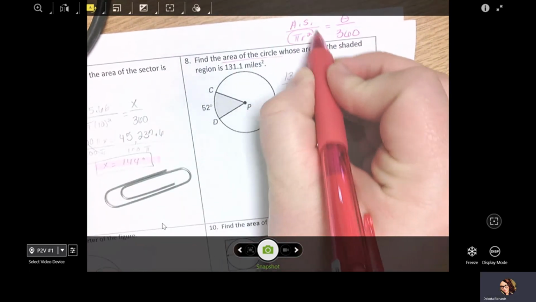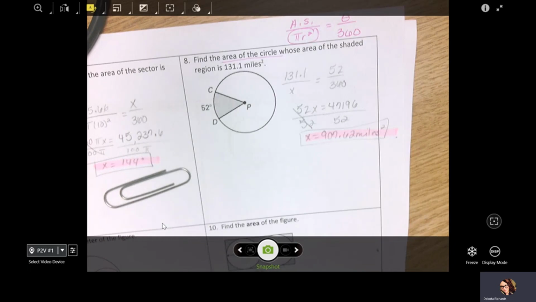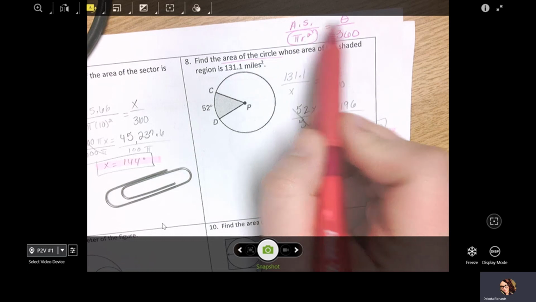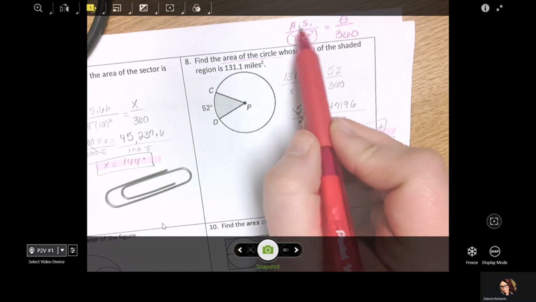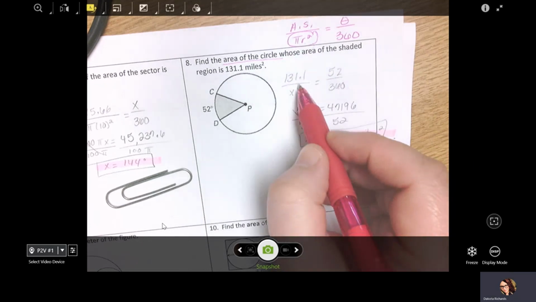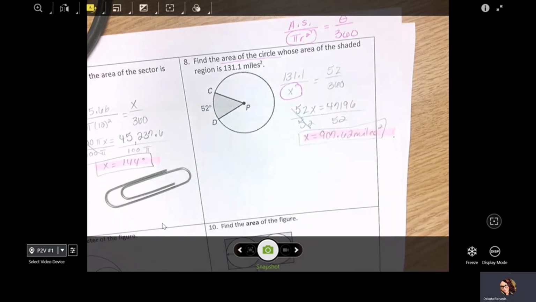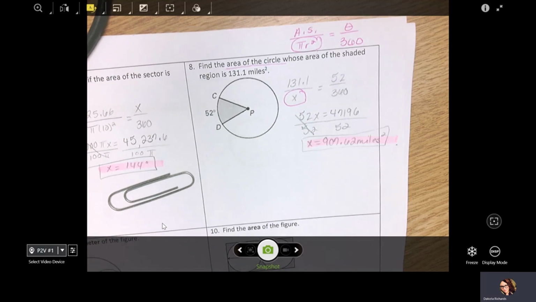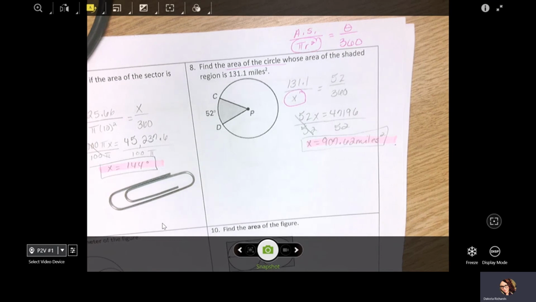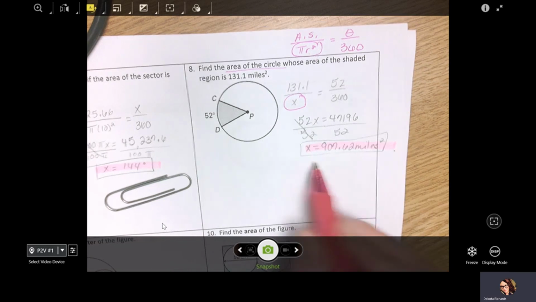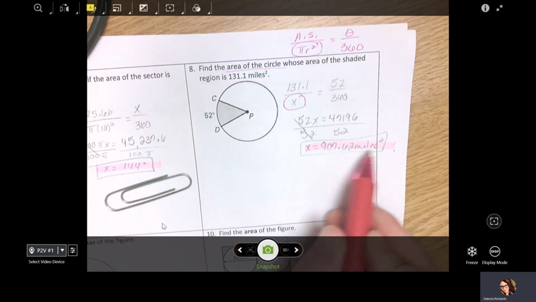Well, area is already built in to the area of a sector formula. So instead of replacing this with an x, we want to find the total area. Area is pi r squared. So that is where your x goes. And then from here, you cross multiply. You didn't have to do pi. You didn't have to square anything. You just cross multiplied. And you should have gotten 907.62 square miles.